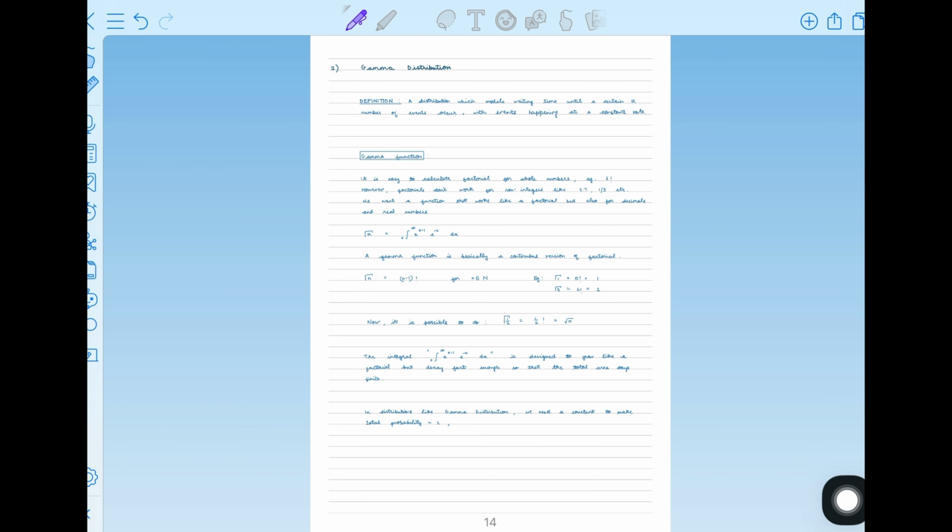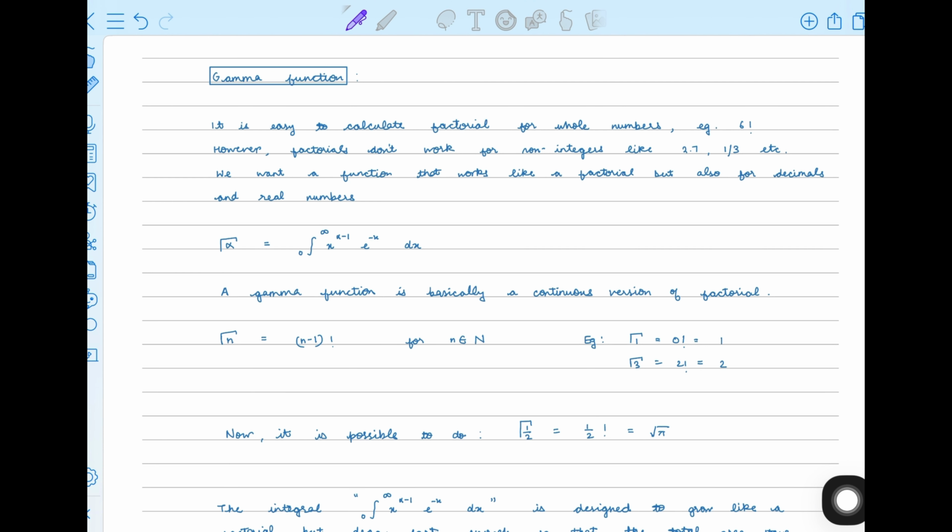Gamma distribution. This models the waiting time until a certain alpha number of events occur, with events happening at a constant rate. To understand this, it's important to understand the gamma function. It's easy to calculate factorial for whole numbers. However, factorials don't work for non-integers like decimals and fractions.